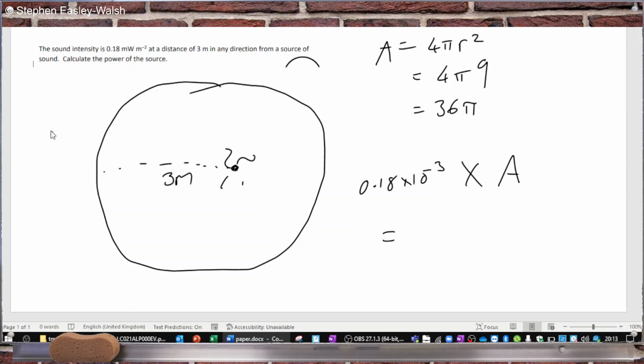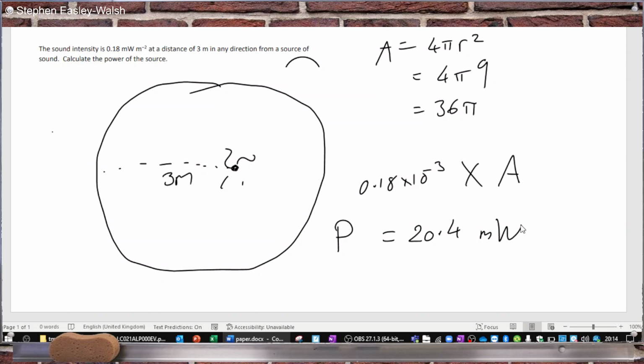So if I just multiply this by 0.18 times 10 to the power of minus 3, I get the power, which will equal 204 milliwatts. No, sorry, not 204. I mean 20.4 milliwatts. I put my decimal point in the wrong place.